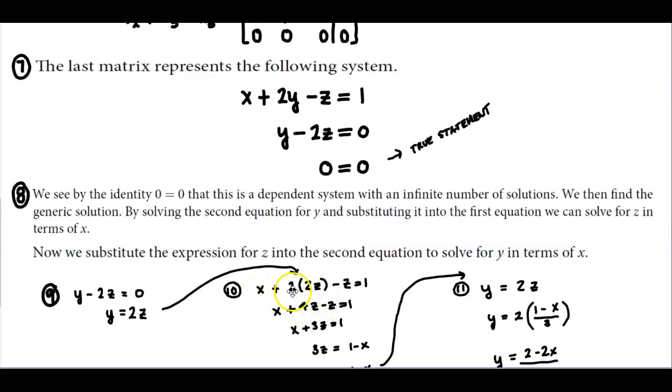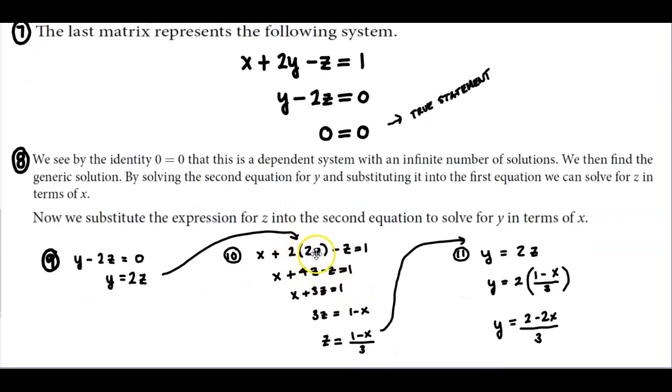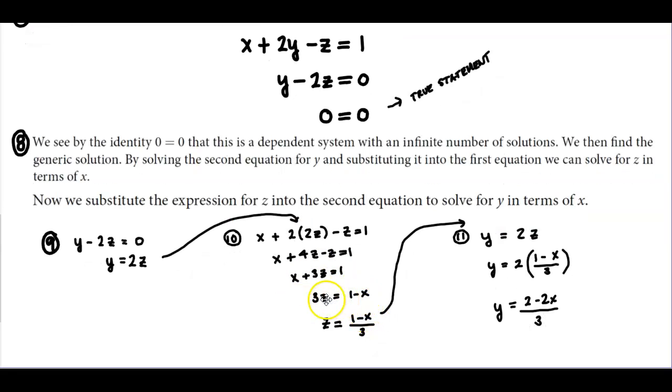So we're going to substitute y to be 2z, and then we're going to solve for z. So we have x plus 2 times 2z minus z equals 1. 2 times 2z is 4z. If we combine 4z minus z, that gives us plus 3z. And again, we want to make sure we're solving for z. So we're going to subtract x from both sides and then divide by 3. So now we know that z is going to equal (1 minus x) over 3.